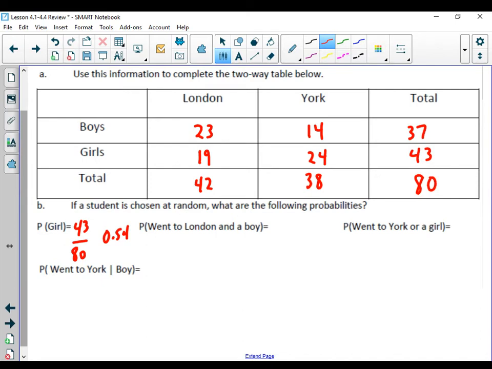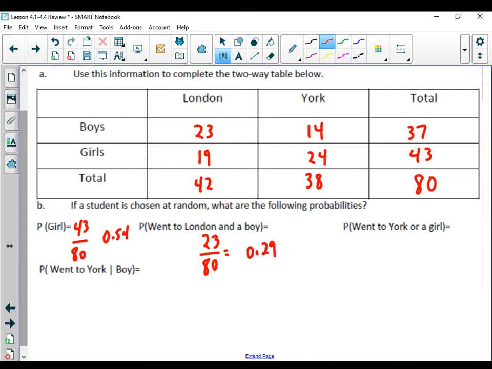So this is actually going to be easier. So I'm going to look at where they overlap. And London boys were 23. That's out of 80 students. So you can leave it as 23 out of 80, or you can say 0.29. I read that one wrong.